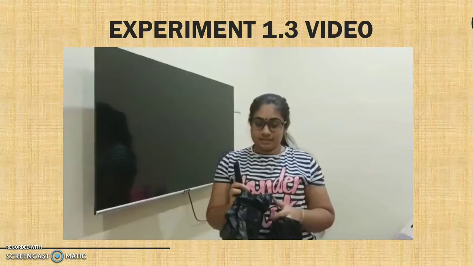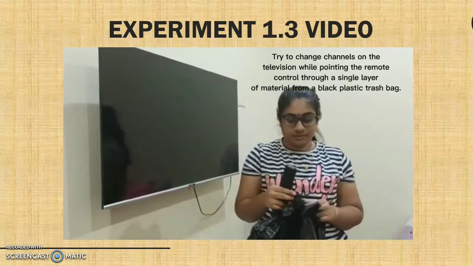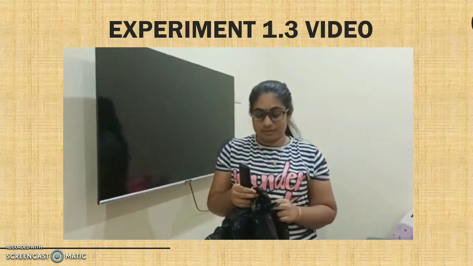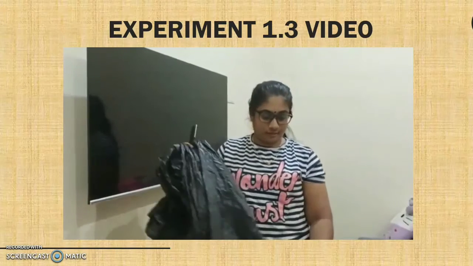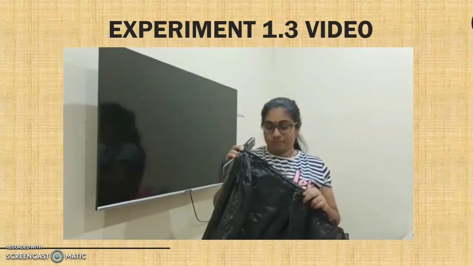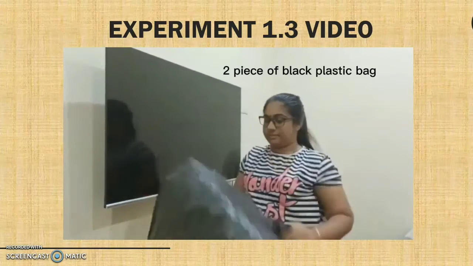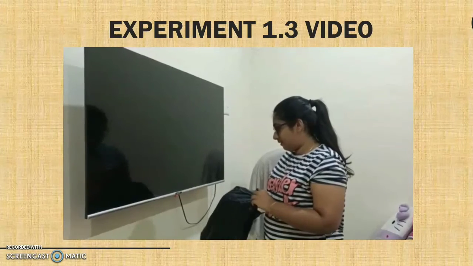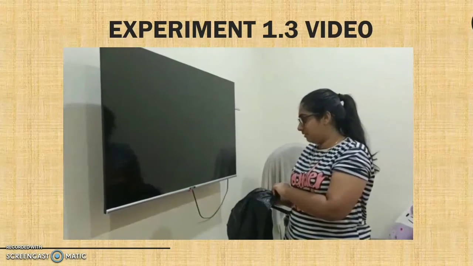Previously, we used one piece of garbage bag to turn off the television. Now we will repeat the same steps by turning the television on and off, but using 2 layers, 3 layers and 4 layers of garbage bag. Just now, since we used one piece of garbage bag to turn off, now I'm using 2 pieces of garbage plastic to turn on the television. It cannot pass through 2 plastic bags, hence the TV cannot be turned on.